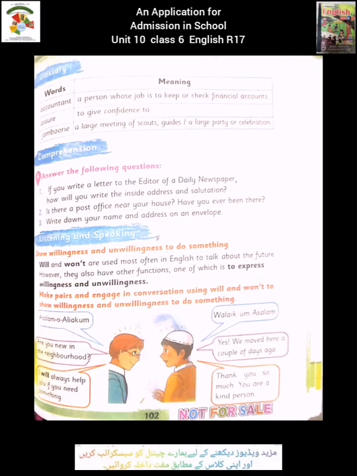Words meaning: accountant, a person whose job is to keep or check financial accounts. Assure, to give confidence to. Jamboree, a large meeting of scouts, guides, a large party or celebration.